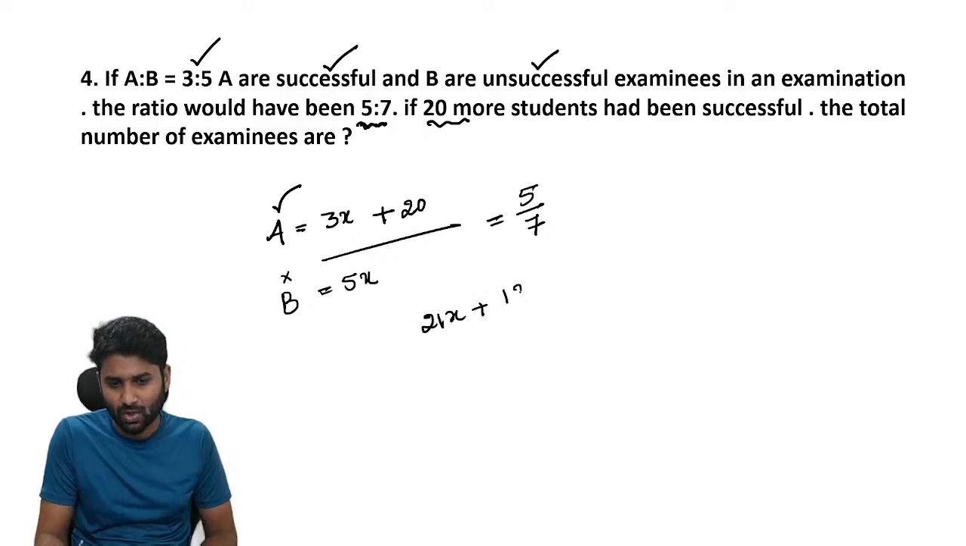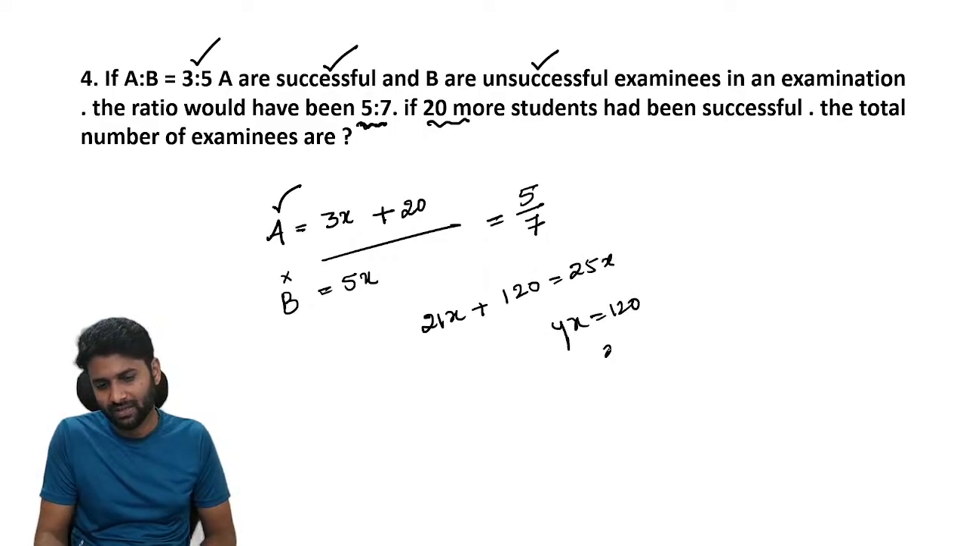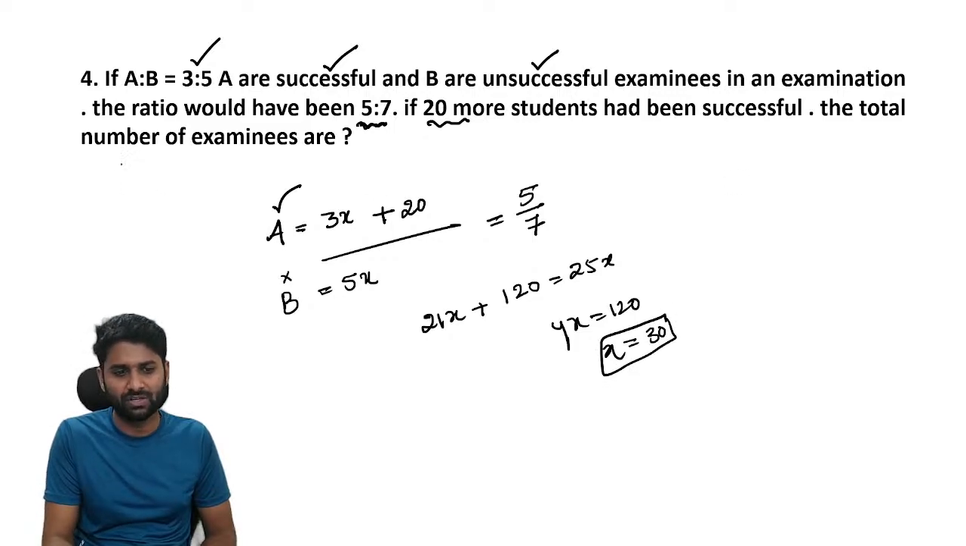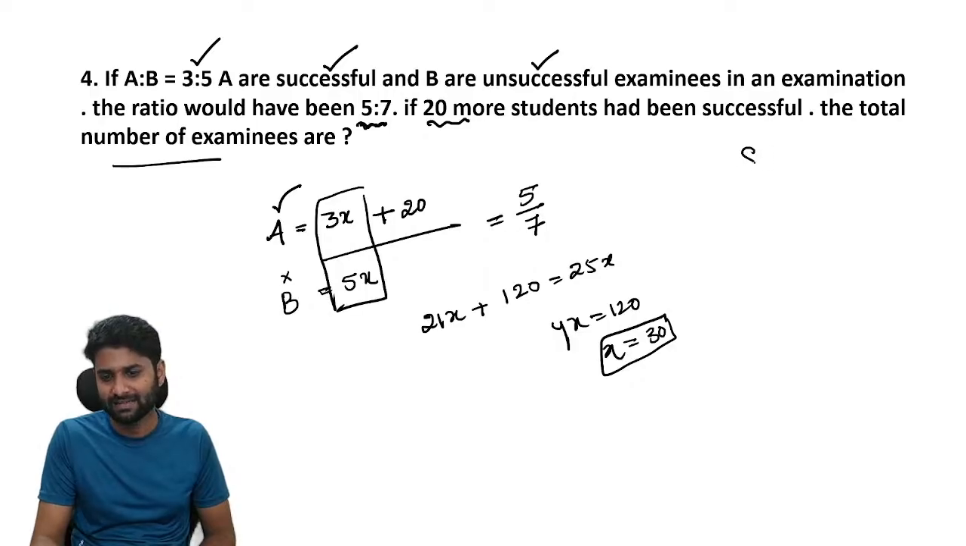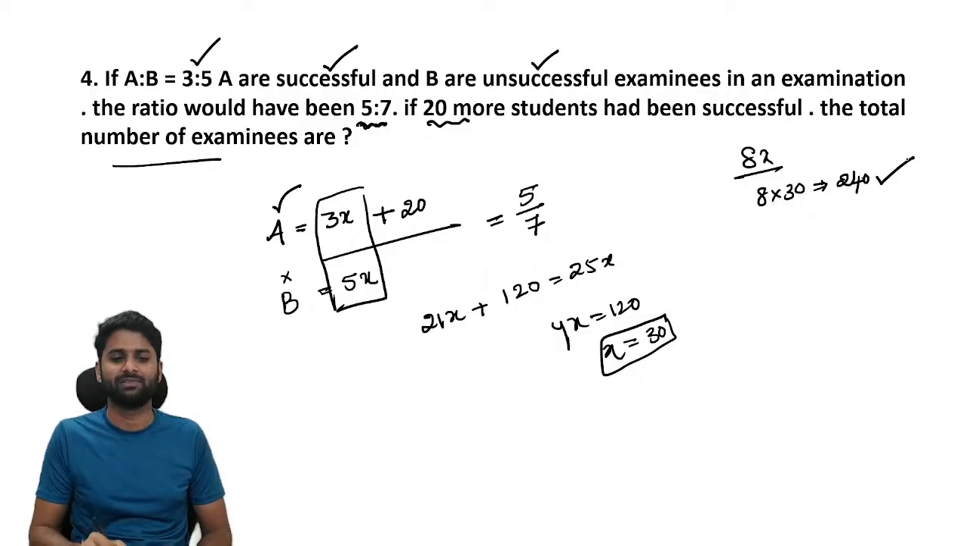21x plus 120 is equal to 25x. Then 4x is equal to 120. Then x is equal to 30 units. The question, what is the number of examinees? So the number of examinees is 8x. So 8 into 30 is 240 members.